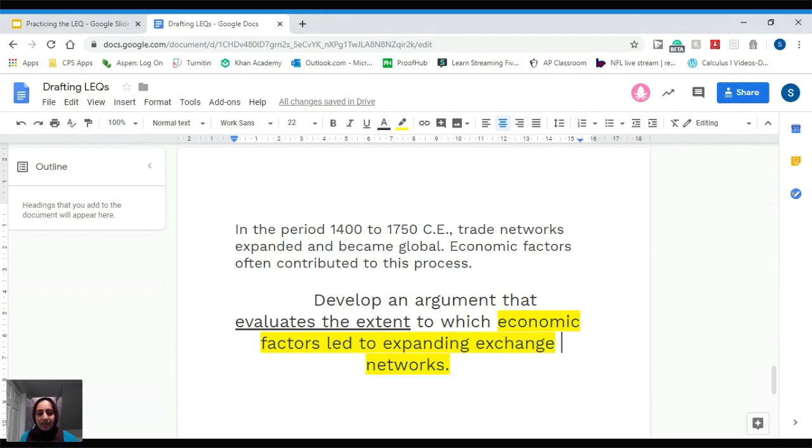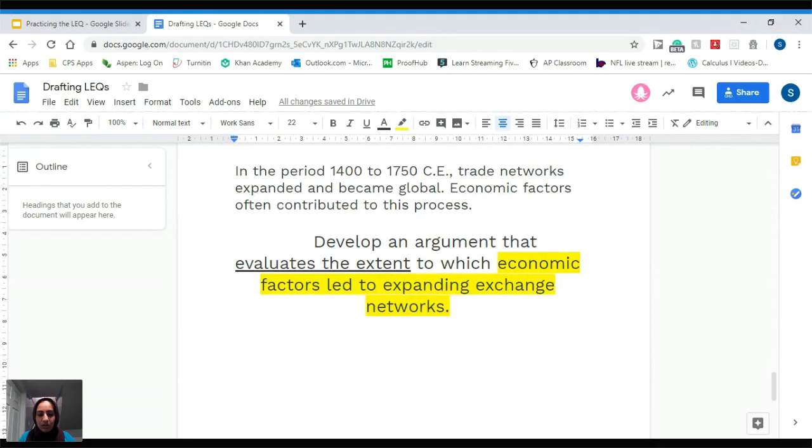So again, what are our limitations in this? I think we have about 2 limitations in this essay. What do you guys think they are? Yes, the years 1400 to 1750. So that's going to be our first limitation. And then what's our second one?